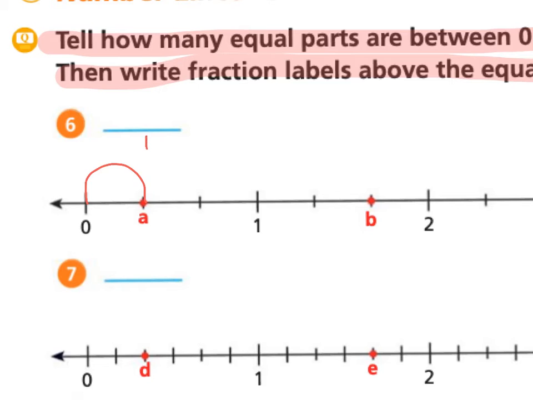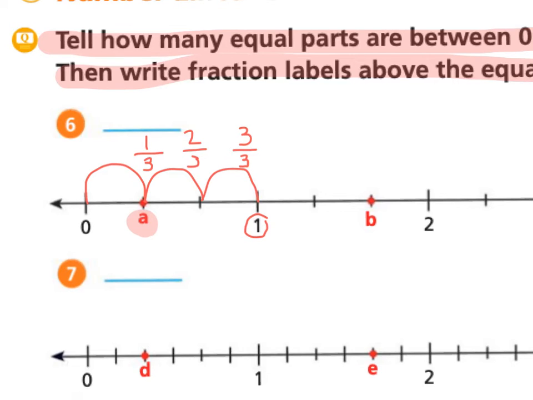1, 2, 3. I've reached 1 whole, so now I know that there are 3 equal parts in 1 whole. That would tell me that my denominator is 3. We've identified that point A is at 1/3. Let's move on to point B.